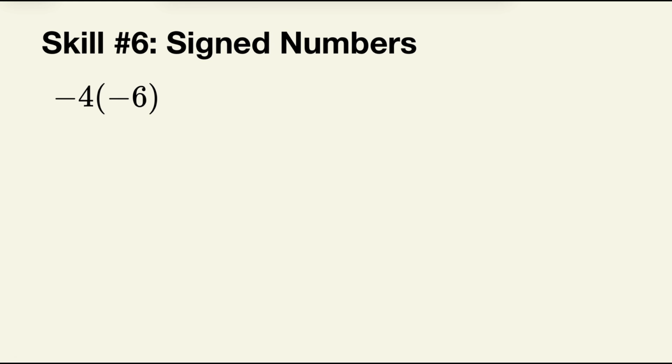So when multiplying integers, specifically what we have here, a negative times a negative, it becomes a positive, meaning that -4 times -6 equals positive 24. And that's the final answer. Why it matters? Negative numbers appear constantly in algebra. So let's go ahead and move on to skill number 7.